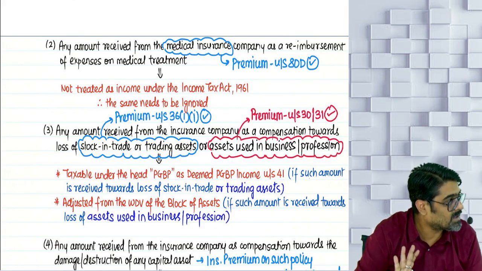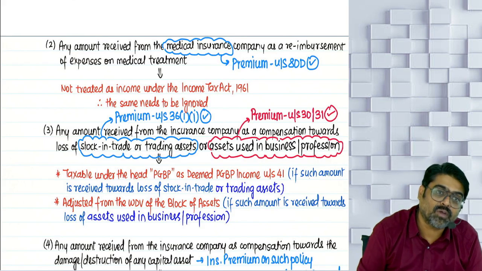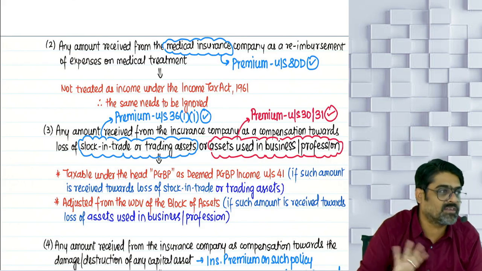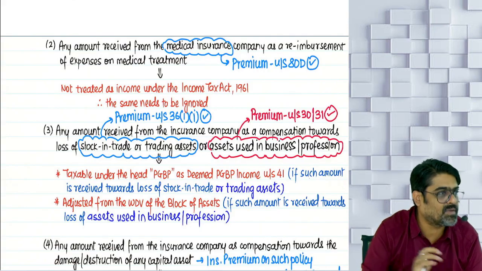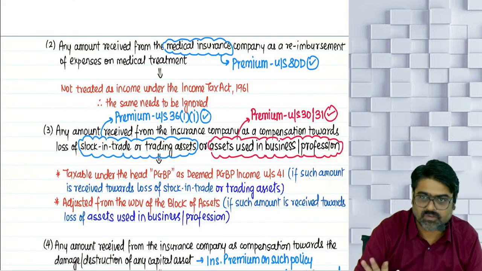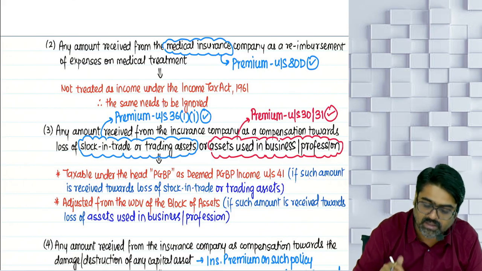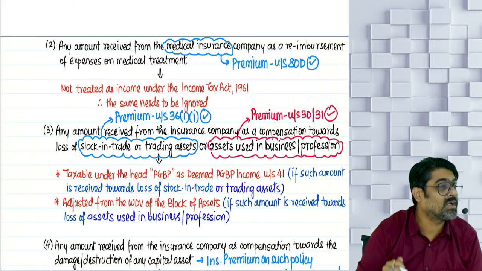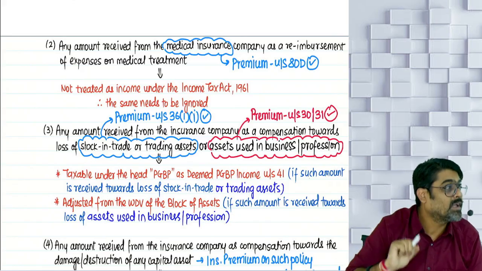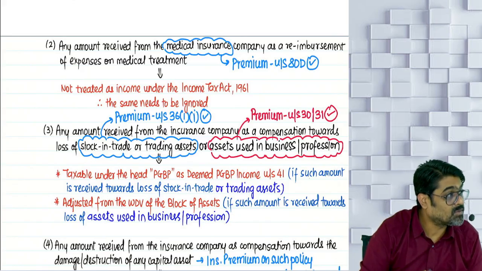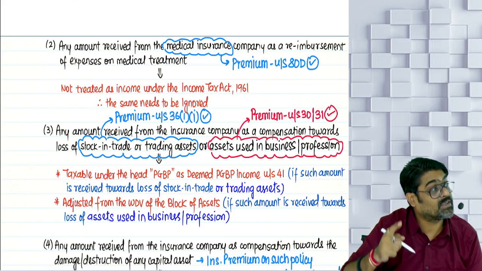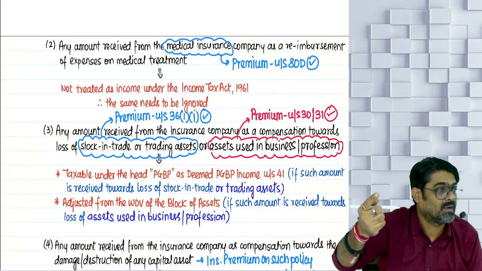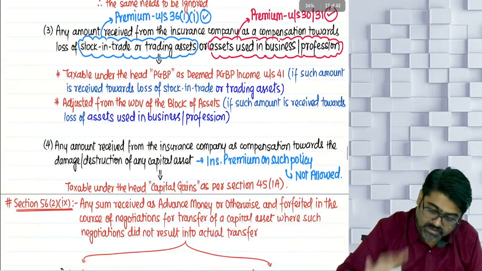What if you have taken the insurance policy of your capital asset? Will you pay the premium? Yes. That is your personal expense, and it is not allowed as a deduction under any provision of the Income Tax Act. But if that capital asset is damaged or destroyed and you receive the insurance amount, then that amount will be treated as full value of consideration to calculate your capital gain under section 45(1)(a). Entire thing we have discussed.